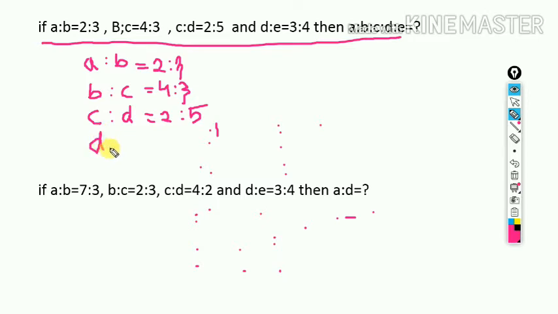I think if you can understand this process, then you should not take that much time.